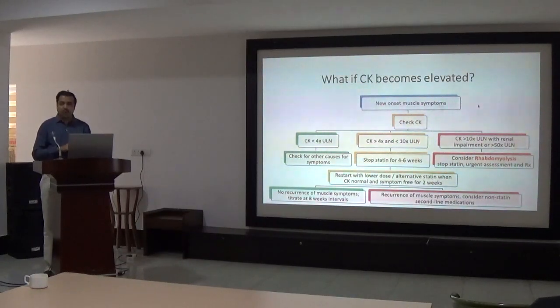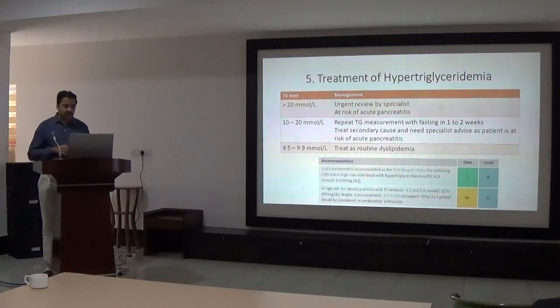Creatine kinase between 4 to 10 times upper limit of normal, stop the statin for 4 to 6 weeks, then restart with a lower dose or an alternative statin. If it is more than 10 times upper limit of normal, consider rhabdomyolysis, treat the patient for rhabdomyolysis, and check for renal dysfunction also. Treatment for hypertriglyceridemia.